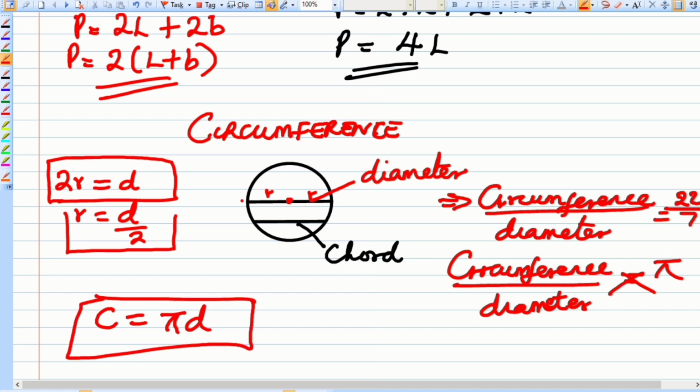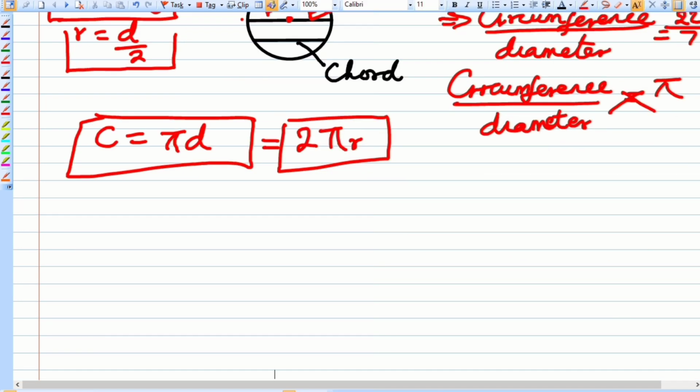But recall, get your attention to this point, that diameter is equal to 2 radii. So we can replace diameter with 2r and have another formula. Circumference is also given by 2 pi r. The 2r there is just replacing the diameter, since 2 radii will give us 1 diameter. So that's the formula we can use to get the perimeter of a circle.